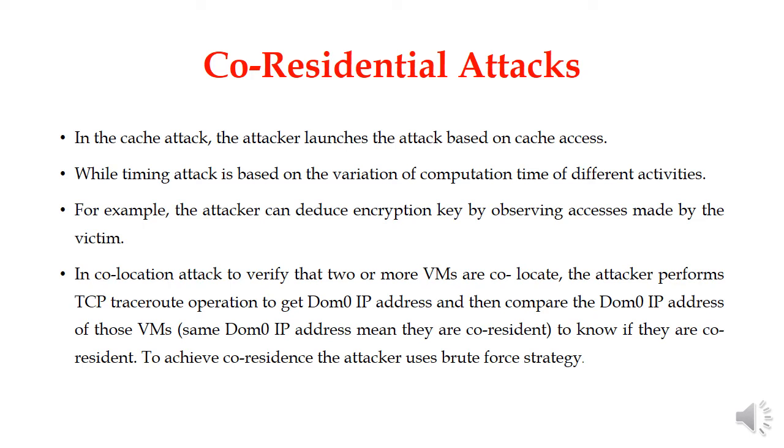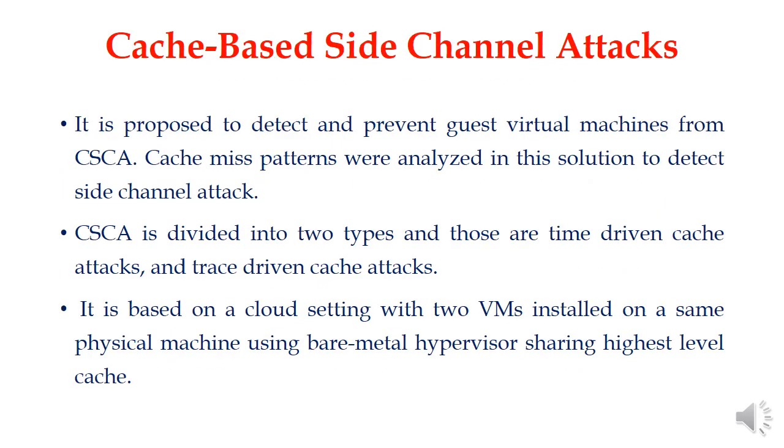In a co-location attack, to verify that two or more VMs are co-located, the attacker performs a TCP traceroute operation to get the Dom0 IP address, and then compares the Dom0 IP addresses of those VMs to know whether they are co-resident.